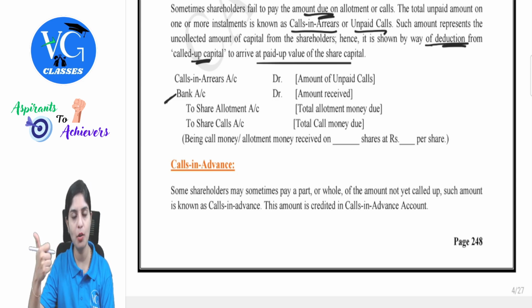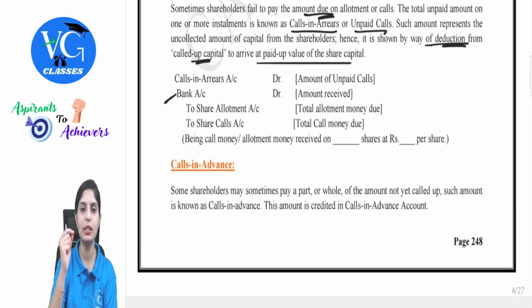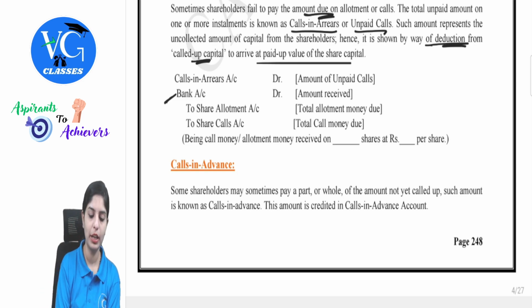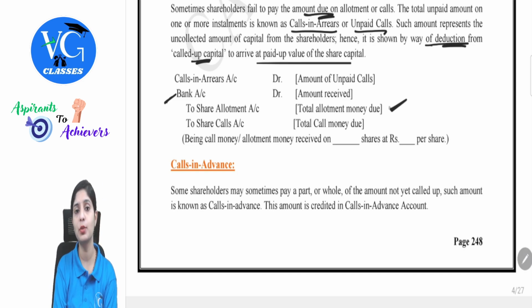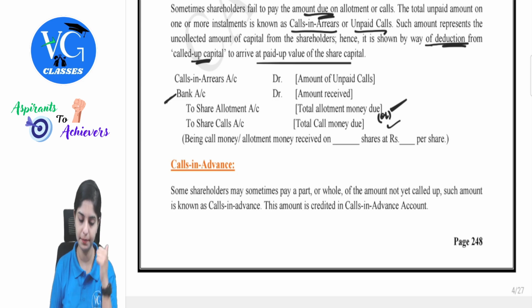So for that bank account debit, some of the shareholders wouldn't pay. So that will be in the nature of receivable. So I will debit calls in arrears account. If the call is due with respect to allotment, allotment will come. If it is with respect to call, calls will come. So either of these can come depending upon where the call is made and where the arrears is being reflected.